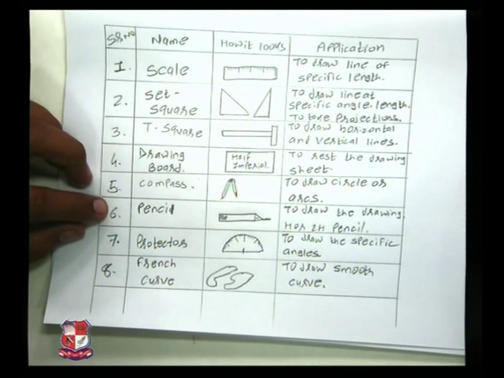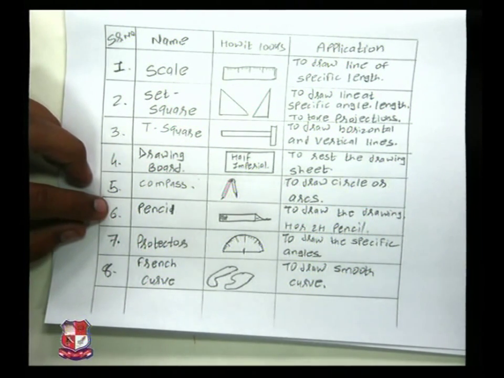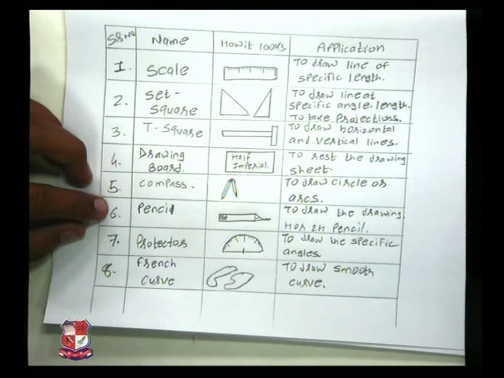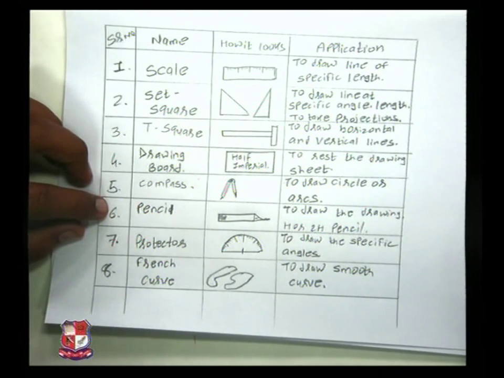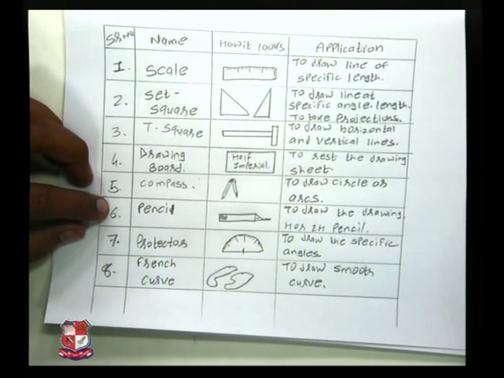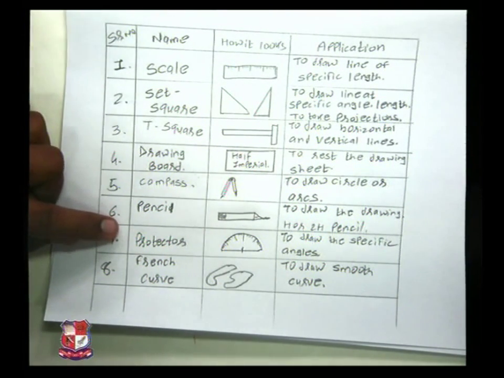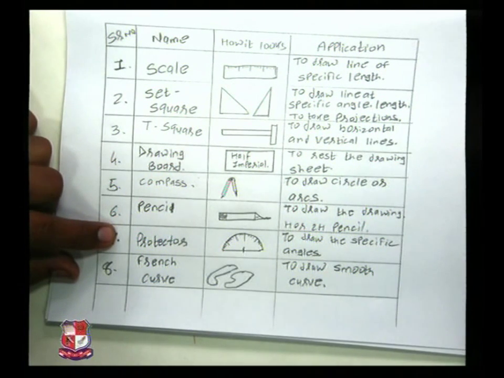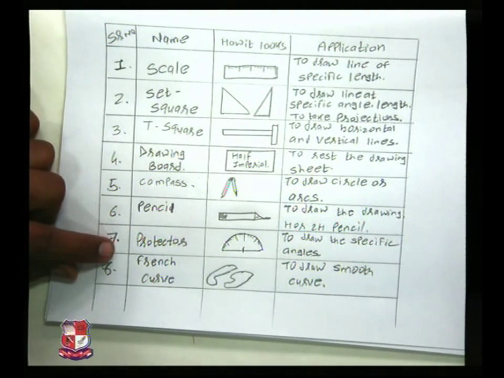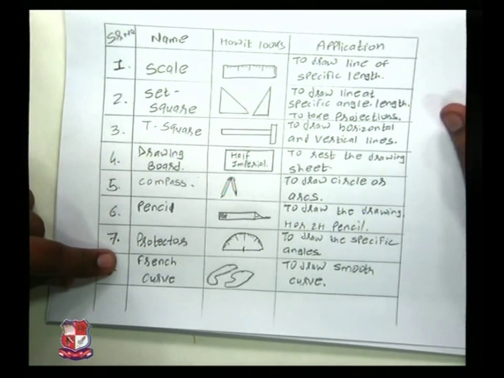Sixth is the pencil. With the pencil, we can draw any sort of drawing, but in engineering drawing, no HB, B, 2B, 6B pencil should be used. Those are artistic pencils. We should use only H or 2H pencil. This is for engineering drawing purposes. Seventh one is the protractor. With the protractor, we can specify the desired angle. Last, the French curve. With the French curve, we can draw very smooth curves.